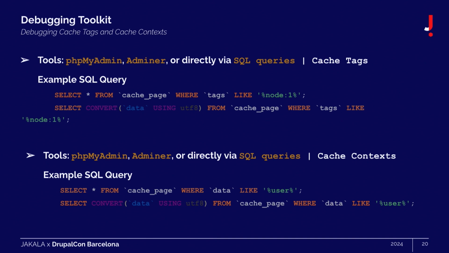Similar for cache contexts, it's the same thing, but cache contexts are stored within the data. So what we can do, we can say give me everything where data is like user, for example, inside, and it will return all the data that depends on that. But of course, it could be more precise because user may return a lot of things. And also, we can use the same thing to see the whole data.